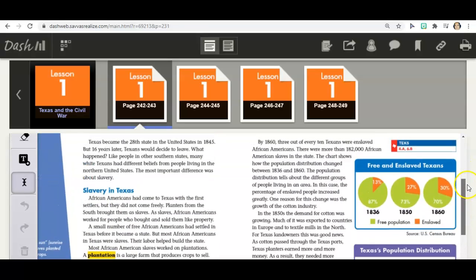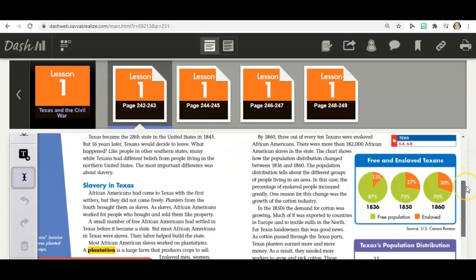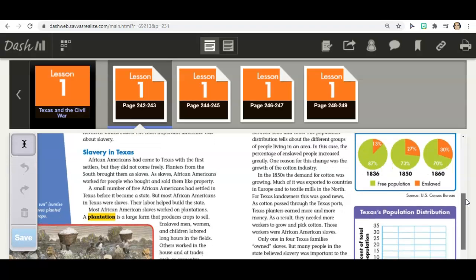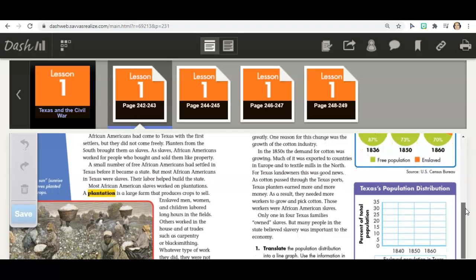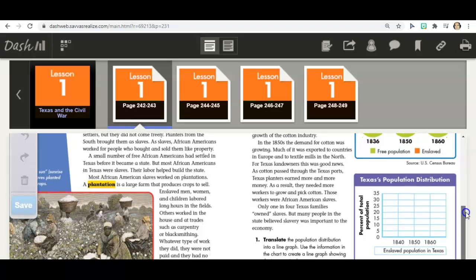So far what we've learned on these two pages is that there is slavery in Texas. The African Americans came with the first settlers. They worked on the plantation and they were traded with others throughout their life.